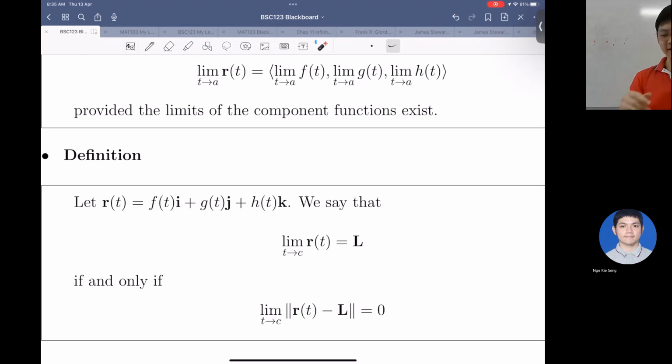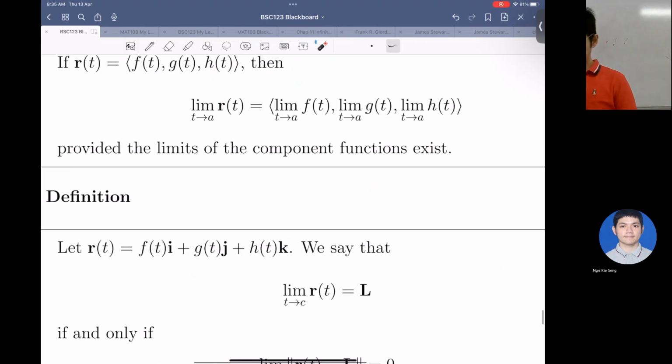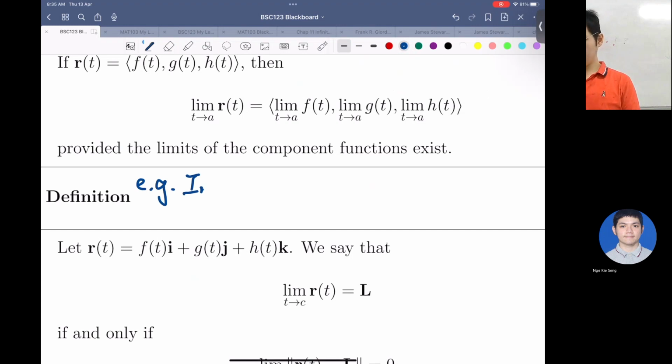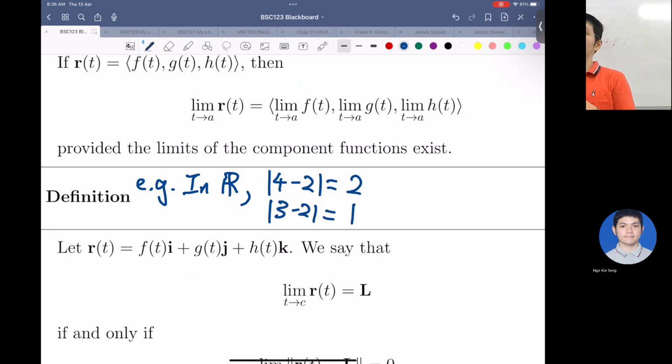So when you talk about two numbers approaching, you can just compute the distance. Let me write it down. For example, in R, we can talk about how close 4 is to 2. We just compute the difference, which is 2. And then we know that 3 is closer than 2 because the distance is 1.